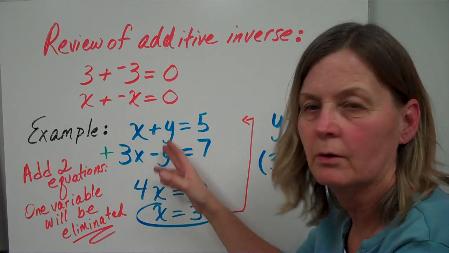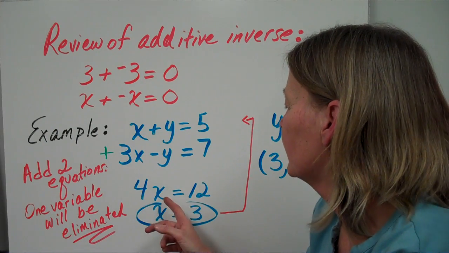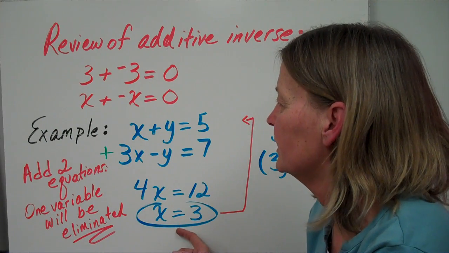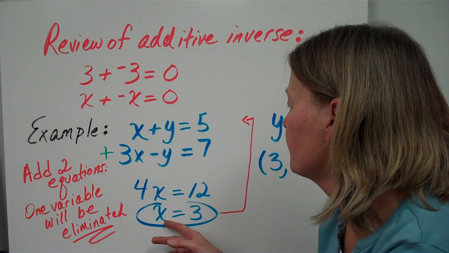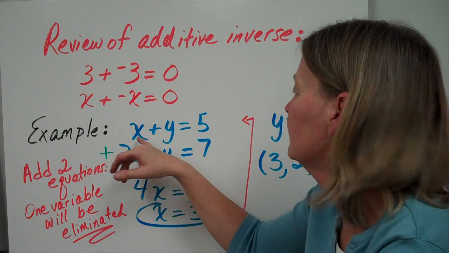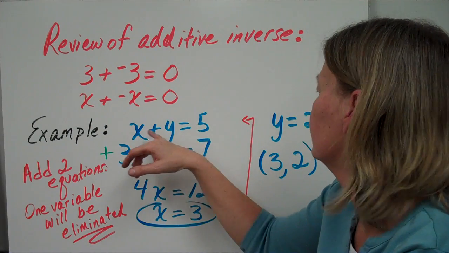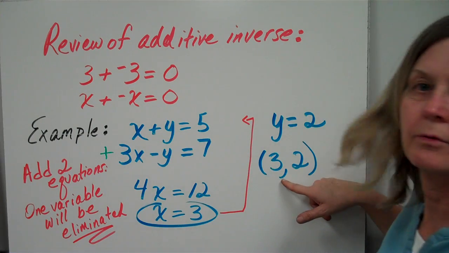So adding the two equations, one variable is eliminated. 4x equals 12, x equals 3. Just as in all the other processes, once we found one variable, we're going to put it into one of the equations. If x is 3, 3 plus y equals 5. And you can see that the ordered pair solution here is (3, 2).